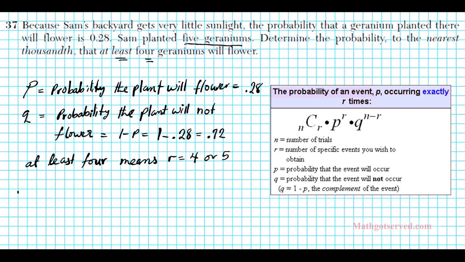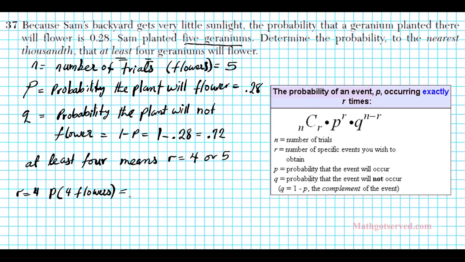So let's start with R equals 4. What does that mean? That means the probability that 4 of them flower, okay? That 4 geranium flowers. All right, so to compute this, what did we say? N, we didn't indicate what N is. N is basically the number of flowerings that could possibly occur. Okay, so N is the number of trials. In this case, a trial is an attempt at flowering. In this problem, how many attempts do we have at flowering? If we have 5 geraniums, how many plants are going to attempt to flower? It's going to be 5. Okay, so N is going to be 5 in this case.